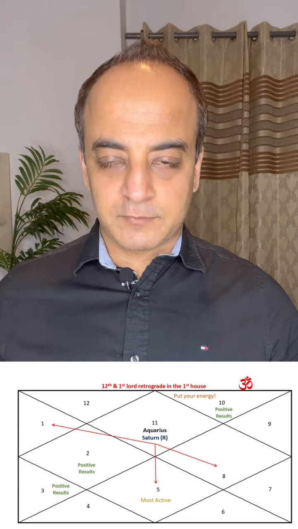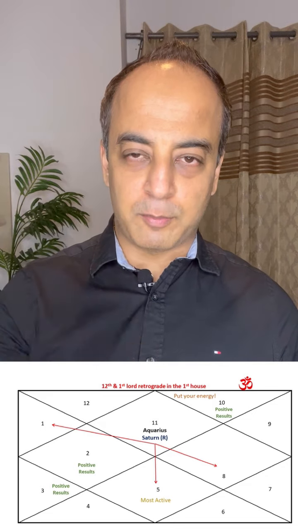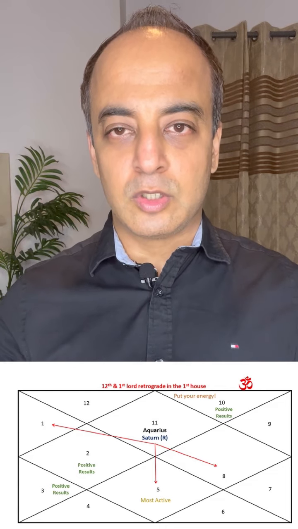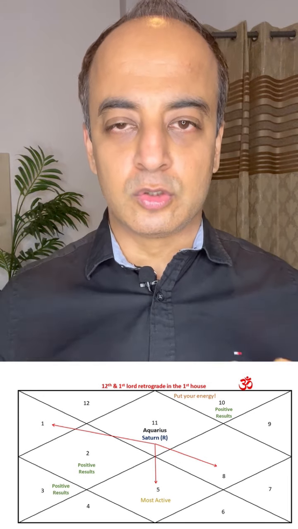From here, it is aspecting your 3rd house, 7th house and the 10th house. With very high, deep focus on 7th house matters, people who are opposite to you, putting your energies in your marriage, in your relationship, in order to create balance and a sense of harmony. This is what Saturn wants you to do during this time.